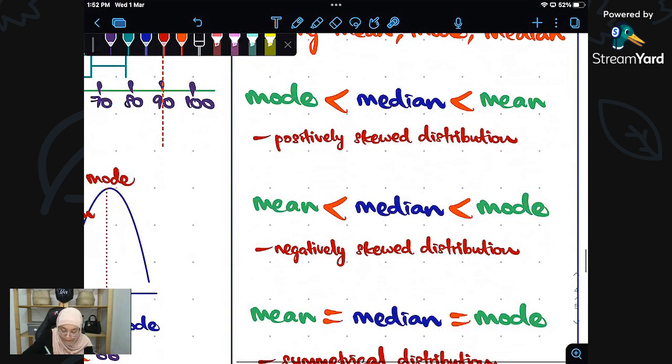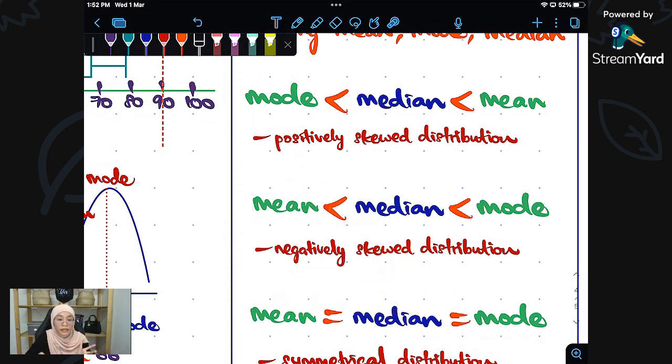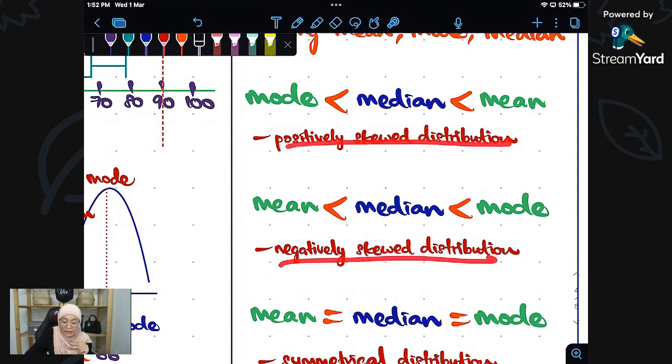Tetapi if you can see negatively skewed, gambaran dia begini. So it is berat di belah kiri. Berat di belah kiri bermaksud the average is a lot on the left hand side. Therefore the mean is smaller than the median. So that is how we look at it and we understand it. From the shape of the data, cukup dah tahu sama ada dia bagaimana. Sama ada dia negatively skewed data ataupun positively skewed data.